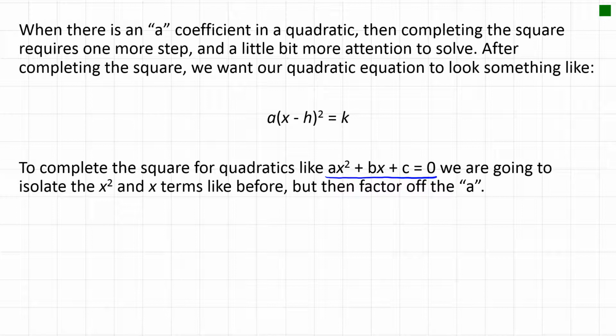And the goal after completing the square is to get our quadratic equation to look something like this. So similar to what we had before, only we're going to have this a value in front of the squared binomial. And so in order to get that a there, we're going to isolate the x terms, just like before in this equation. We're going to isolate the x terms, and then we're going to factor off the a and proceed to complete the square from there.